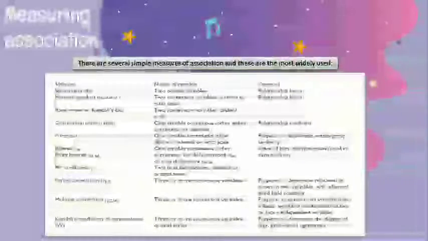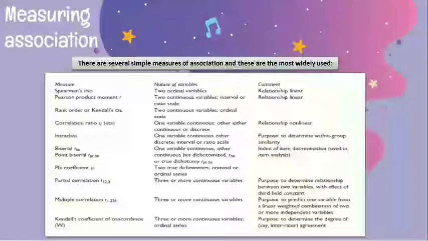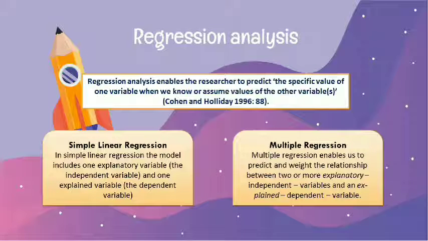Next, measuring association. There are several simple measures of association, and these are the most widely used, as we can see in the video. Next, regression analysis. Regression analysis enables the researcher to predict the specific value of one variable when we know or assume values of the other variables. There are two regression analyses. The first one is simple linear regression, and the second one is multiple regression.